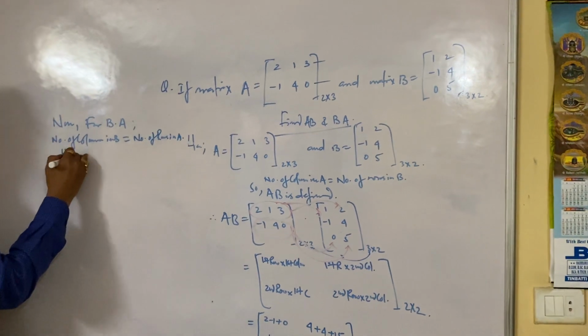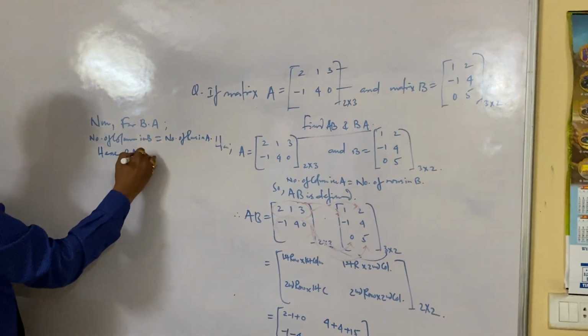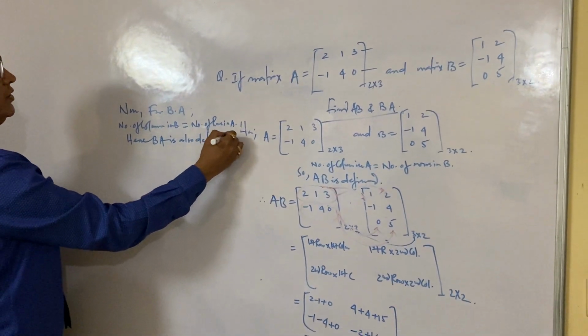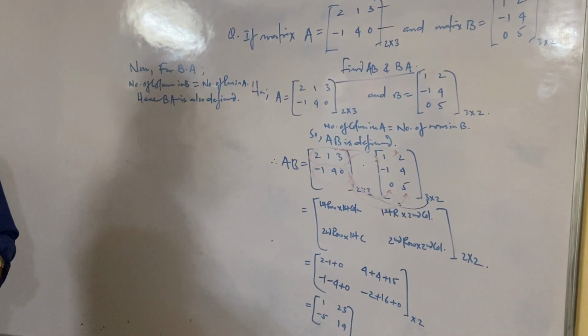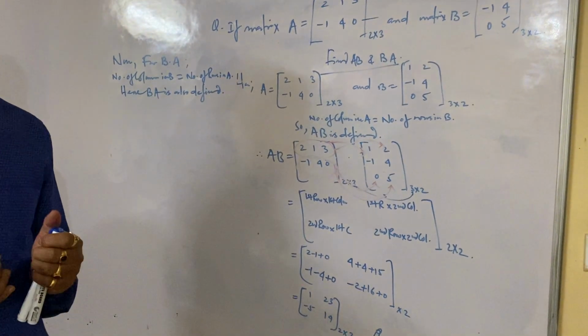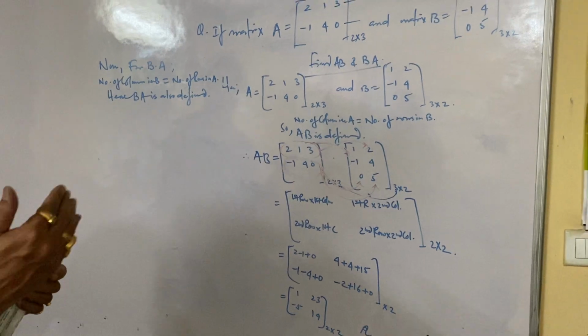So here BA is also defined. But it may not be true always. It might happen that A into B is defined, you are getting A into B, but you cannot calculate B into A. That means B into A is undefined.